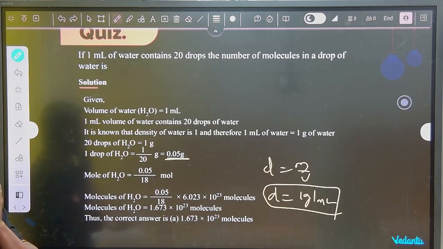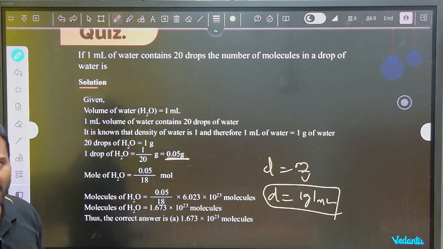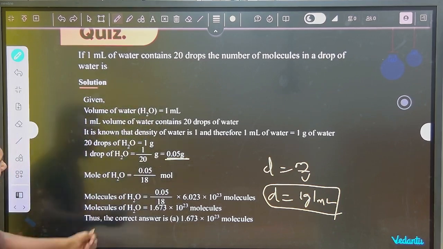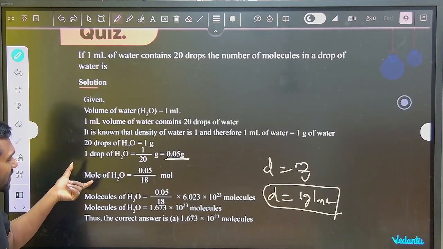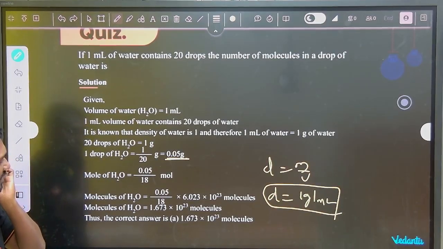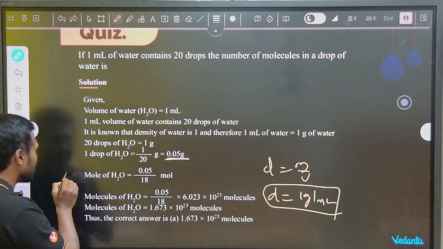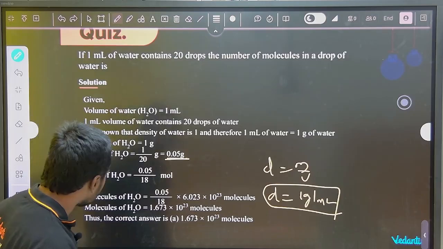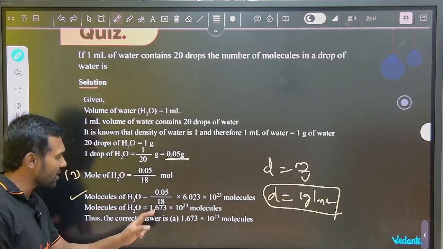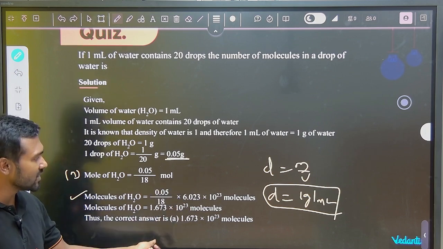So you can find the number of moles. Again, the formula: number of molecules is equal to number of moles into Na. So you find the number of moles in 1 drop. The weight of 1 drop is 0.05 grams, so the number of moles of water is 0.05 by 18. Then they are asking for the number of molecules. Number of molecules is equal to number of moles into the Avogadro number. Then you will get the answer.